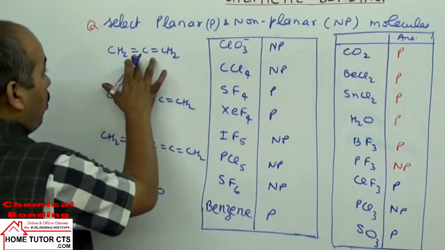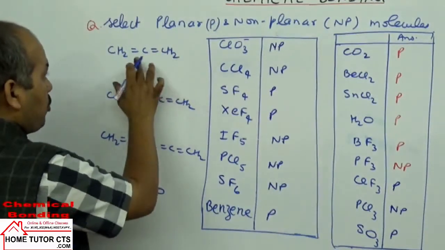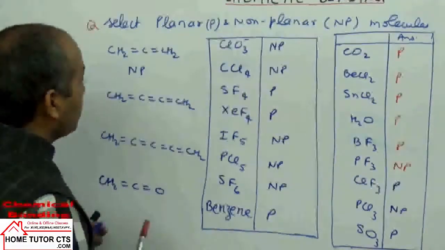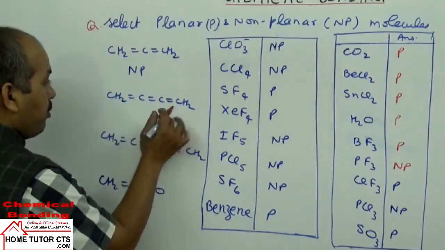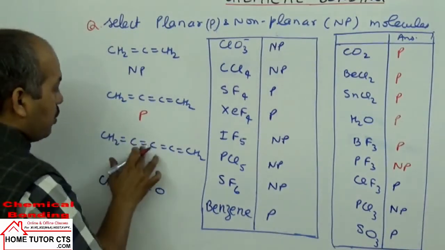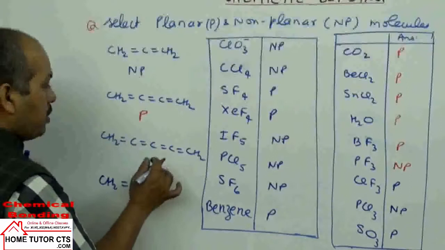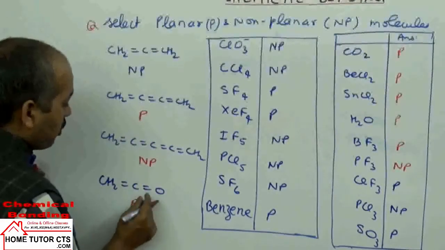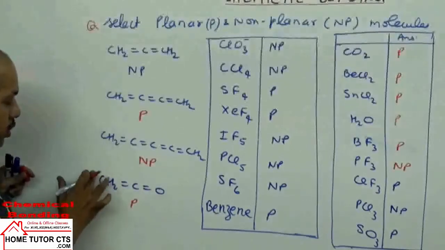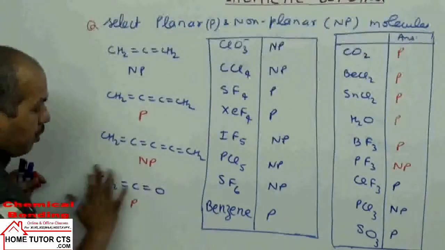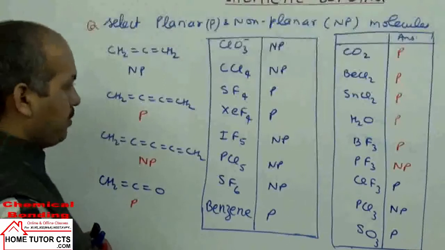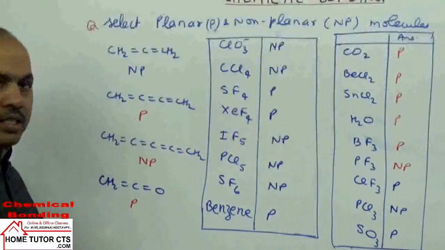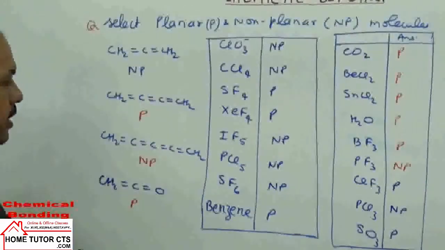In allenes, when they have an even number of double bonds, they are non-planar. When they contain an odd number of double bonds, they become planar. 1, 2, 3, 4: 4 means even number, non-planar. The last one is planar because there is a double bond to only one oxygen, so the hydrogens can come in any plane. The molecule as a whole becomes planar in the given last case. That is how in different cases you can compare.